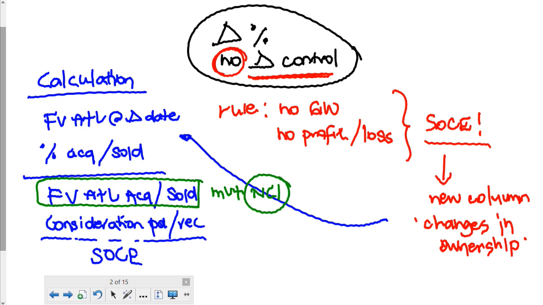Do you agree? Because what's happening when we have changes in ownership is that we are buying from NCI or we're selling to NCI. So this is the amount that NCI becomes bigger or smaller by. That's what we paid. That becomes statement of changes in equity. The journal entry, if I had to show you a journal, would be for an increase.